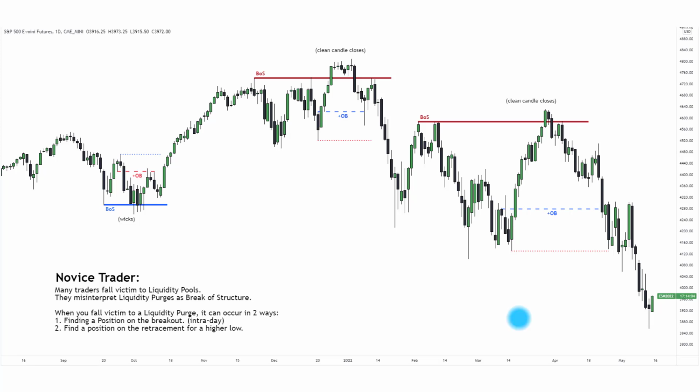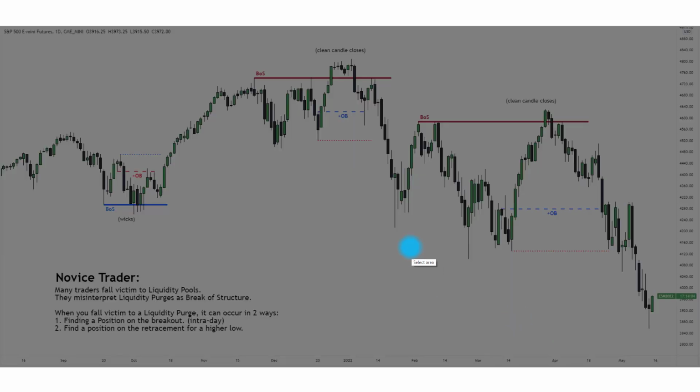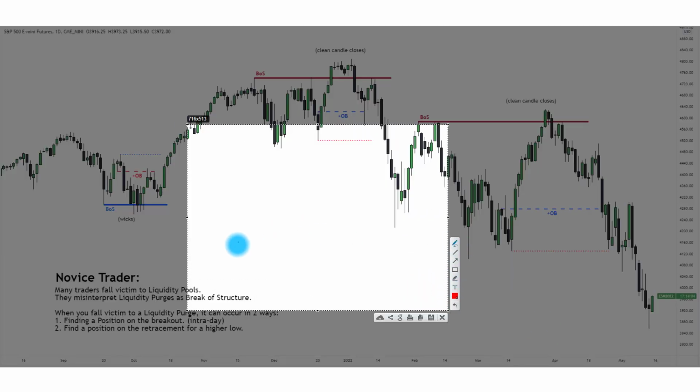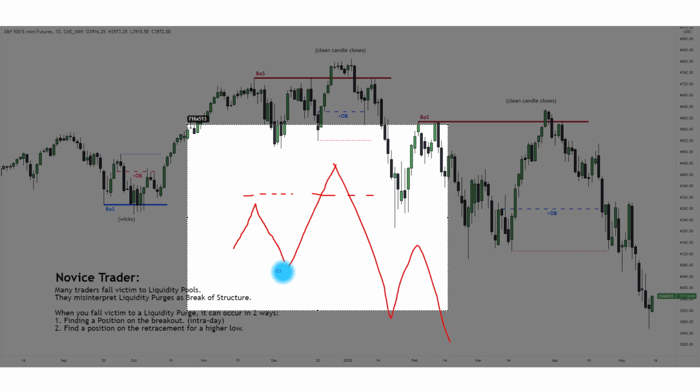So what a liquidity purge is: you have a high, a purge above that high, and then the market trades lower. This would be considered the purge. The purge is just the raid on liquidity, sweeping the liquidity like we have here. This move right here would be purging the liquidity.